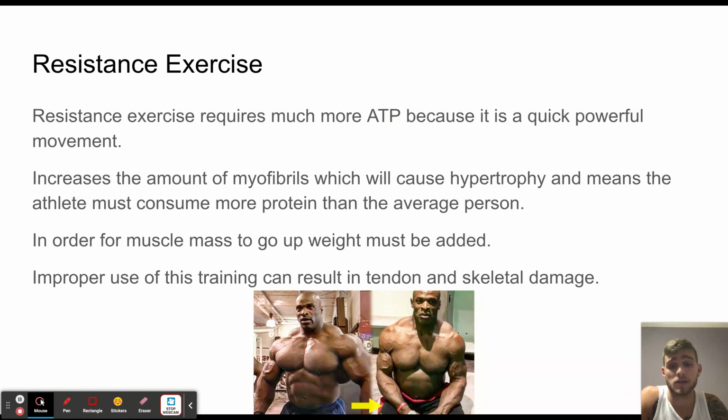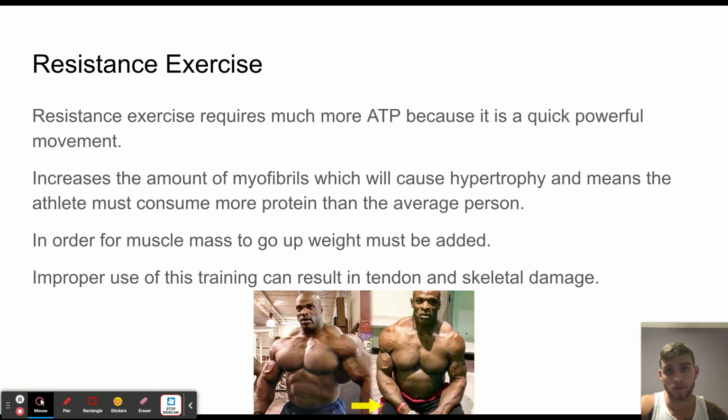This requires these athletes to ingest more protein than the average person because their muscles are growing and they have the extra protein in their body, so they need to feed it to help out with that. In order for someone's mass to go up, they need to keep increasing weight. So if one person's squatting a 45-pound bar for a year, they're not going to get nearly as much muscle growth as someone who's going up 10 pounds every 2 weeks and constantly making those muscles stronger and bigger.